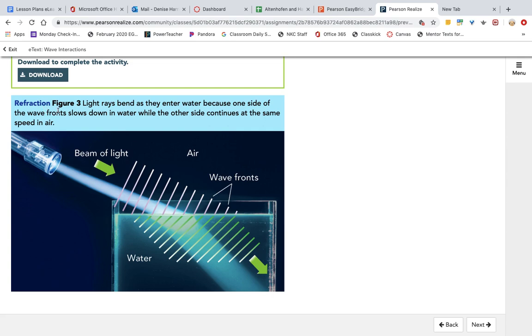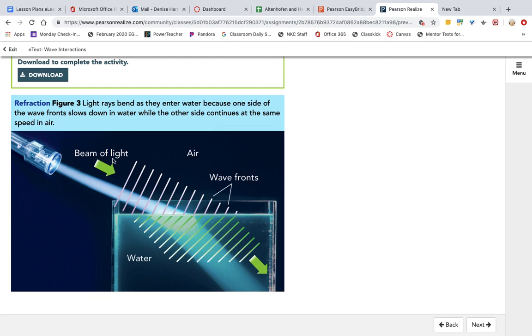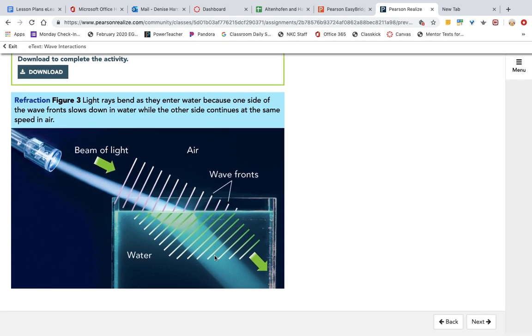Refraction, Figure 3. Light rays bend as they enter water because one side of the wave front slows down in water while the other side continues at the same speed in air. So here you have beam of light, air, wave fronts, and water.